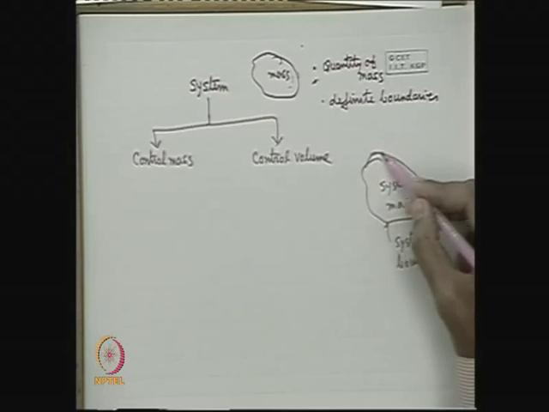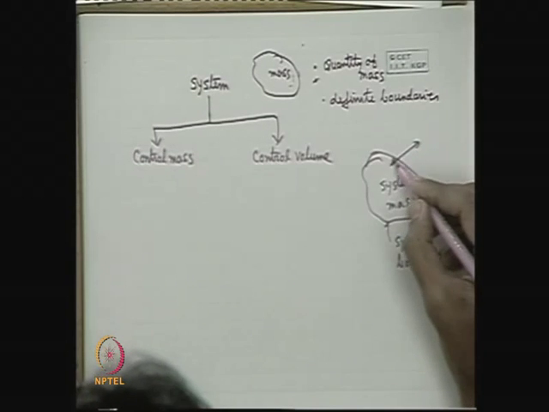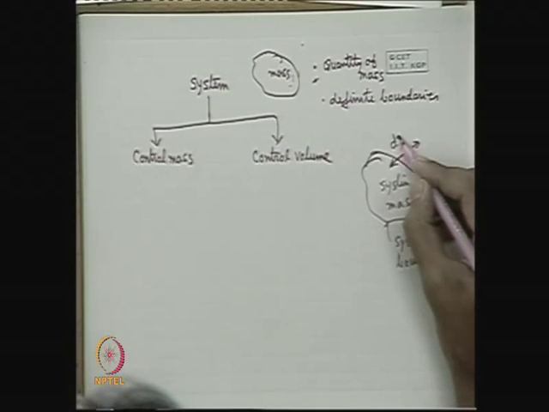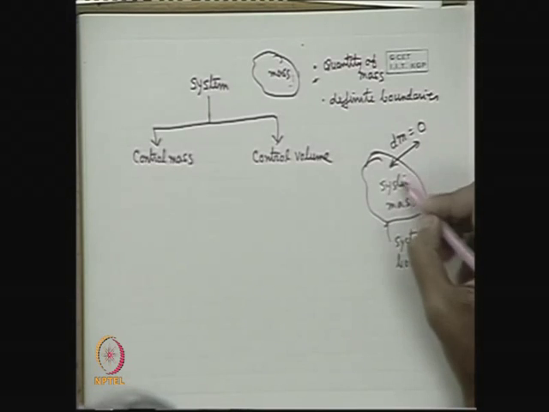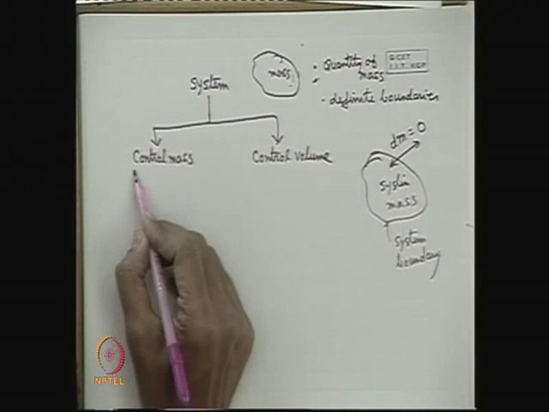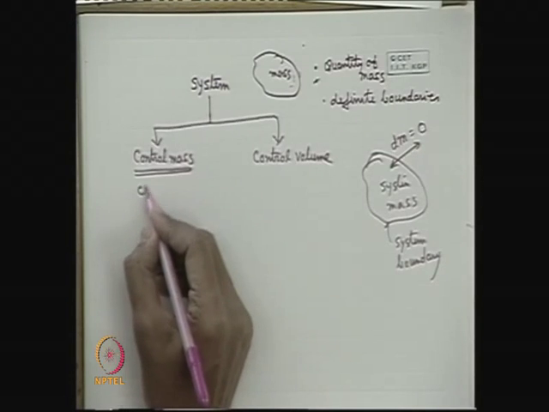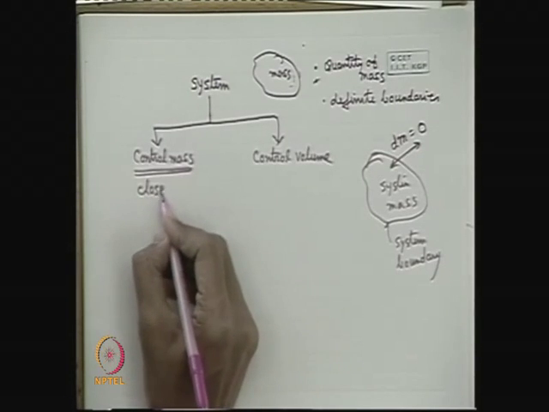If the mass identity remains the same within the system boundary, that means there is no flow of mass either in or out, that means dm is zero from the system boundary. That means the same mass, not only the amount but with the identity remains the same, then we call the system as the control mass system, which is usually told as closed system.